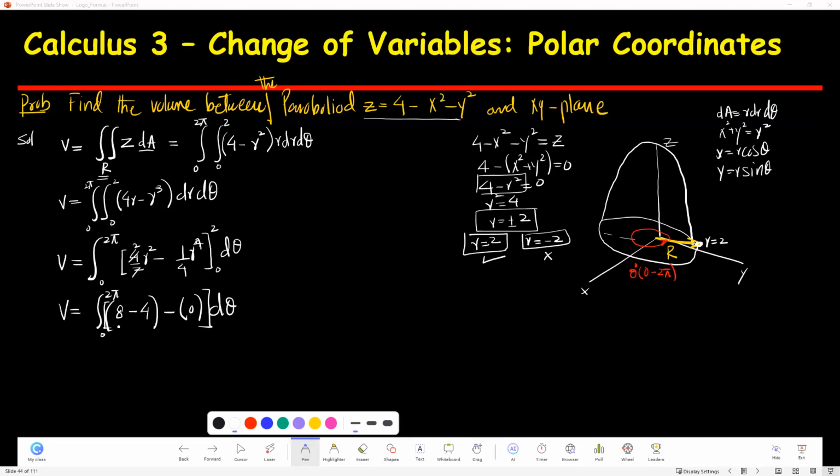Let's take the second integral. Before we do this, I think we can write, let's take the integral 4 d theta, 2 pi, 0, and also write 4 times 2 pi minus 0, and the answer would be 8 pi. That is my point.